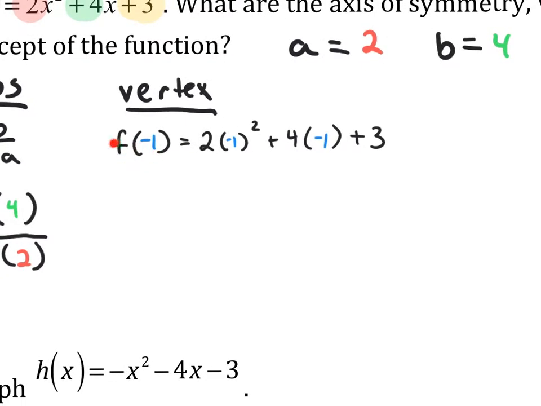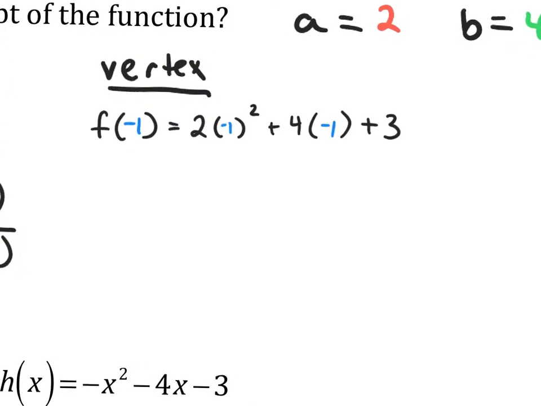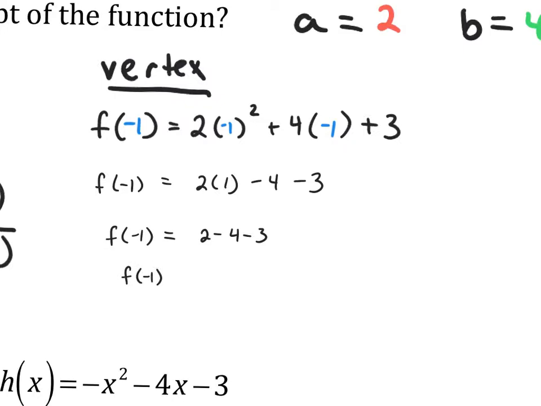Remember, this simply just means the function whose name is f evaluated at negative 1. It does not mean f times negative 1. So let's simplify this here. F of negative 1 remains the same. Equals, this becomes 2 times 1 because negative 1 squared, minus 4 minus 3. F of negative 1 here becomes 2 minus 4 minus 3. And we end up here with negative 5.